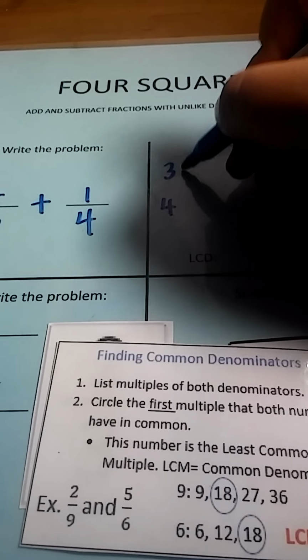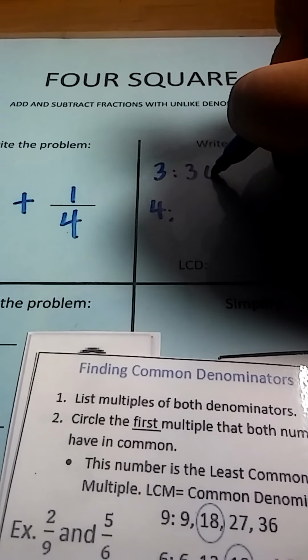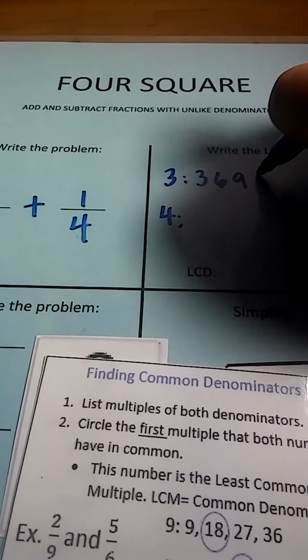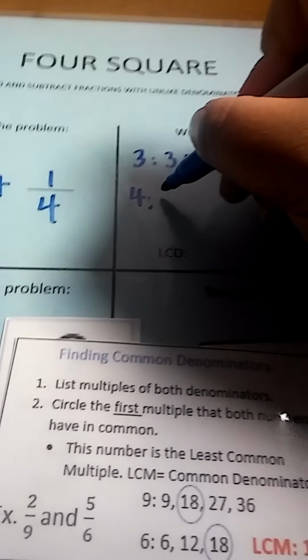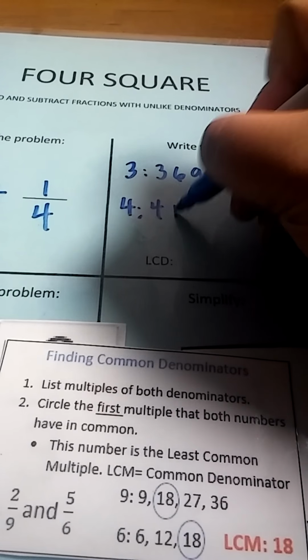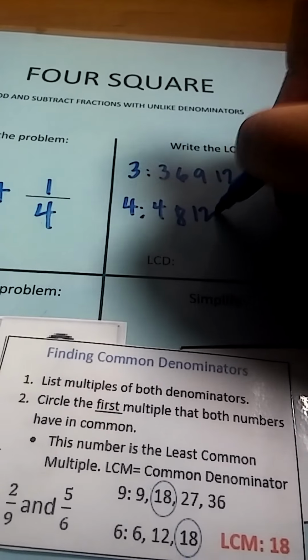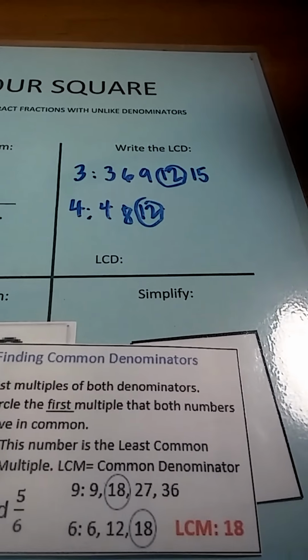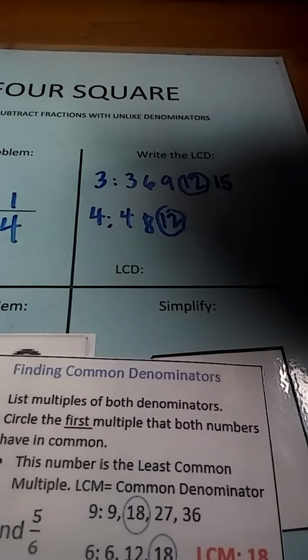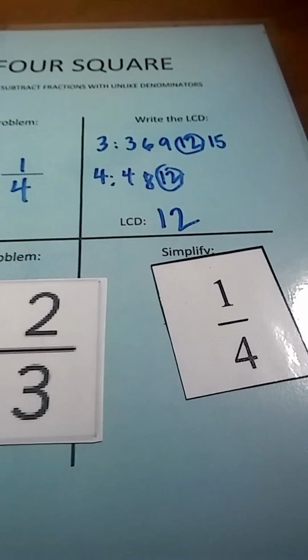So let's see. I'm going to find the multiples of 3: 3, 6, 9, 12, 15. And then 4, I have 4, 8, 12, and I have already found a match. So the least common denominator is 12. I can put all this to the side now that I have my fractions.